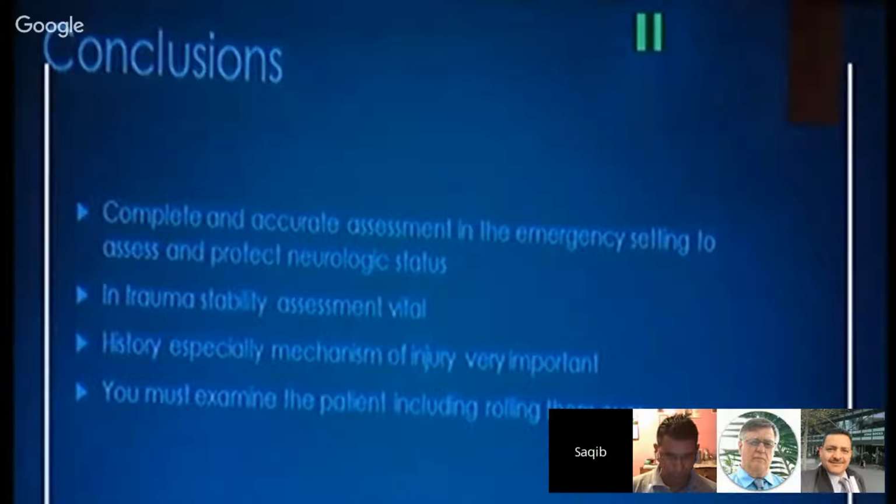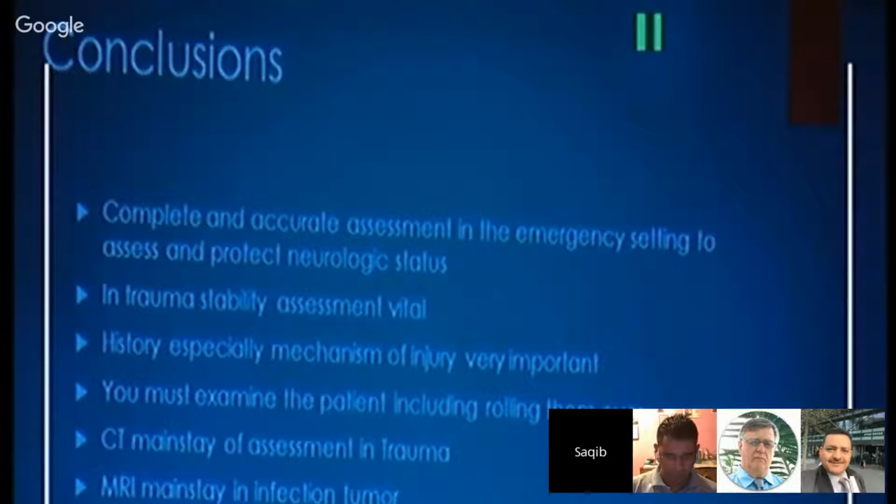You must examine the patient. And again, in the trauma patient, you've got to roll them over and see what's going on in the back. And again, CT is the mainstay of assessment in trauma. MRI is the mainstay in infection and tumor.